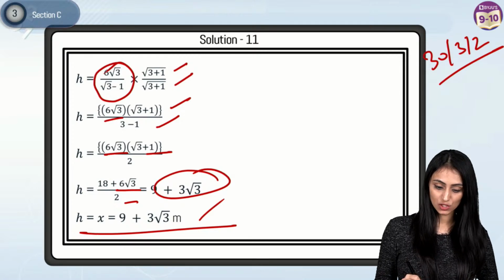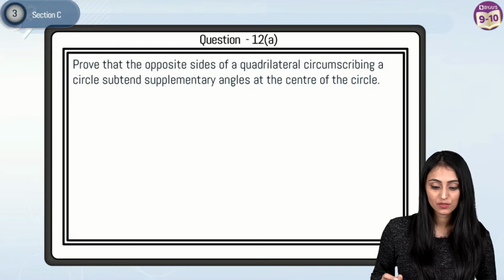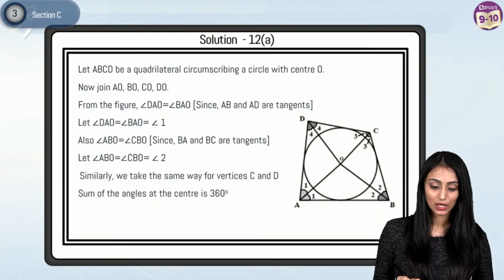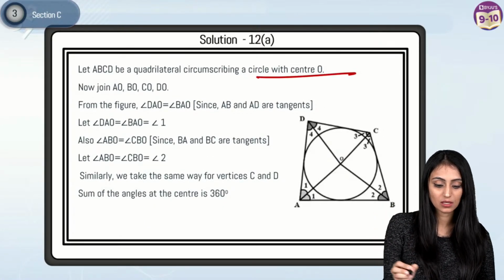All right. Let's move ahead. Let's quickly discuss question number 12, part A. Prove that the opposite sides of a quadrilateral circumscribing a circle subtend supplementary angles at the center of the circle. So this is the figure, right? This is a quadrilateral ABCD which is circumscribing a circle with center O.